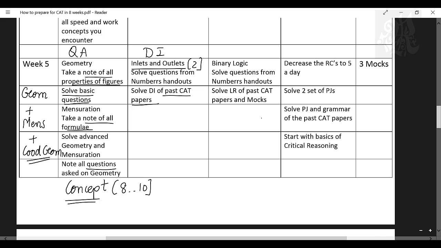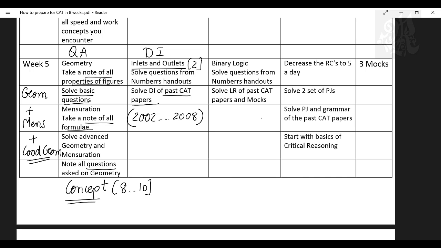You might look at CAT papers from 2002 to 2008. After this, CAT went online, so we don't have a physical copy or a PDF of the paper, but you can look at at least these 7 years of papers and do all the DI sets that you've already learned in the previous 4 weeks.